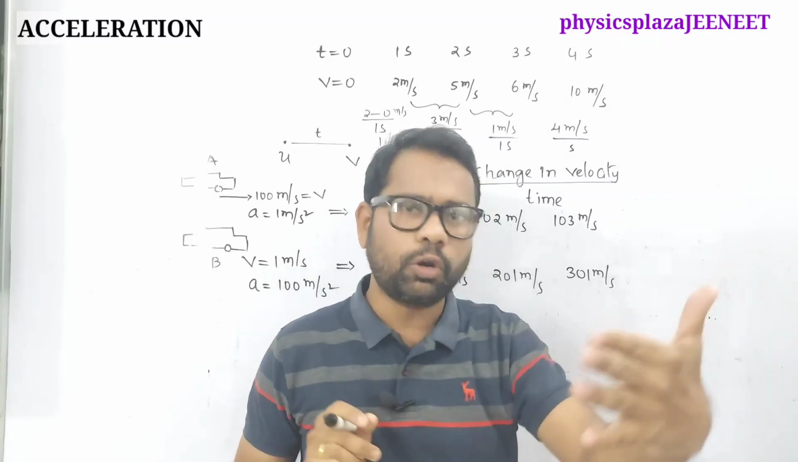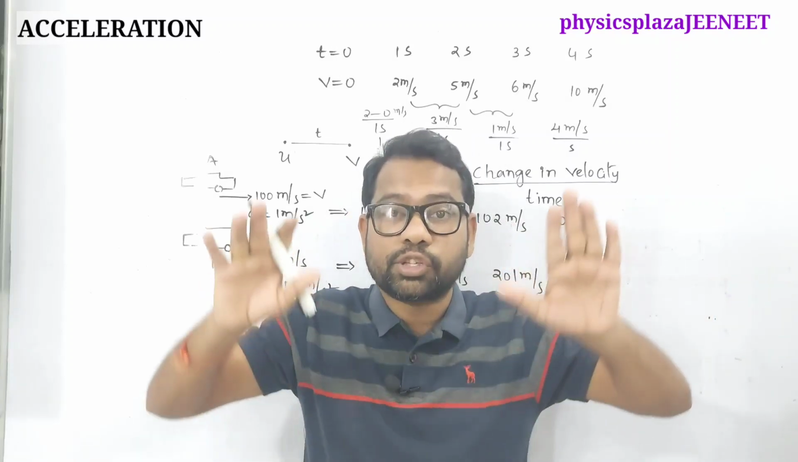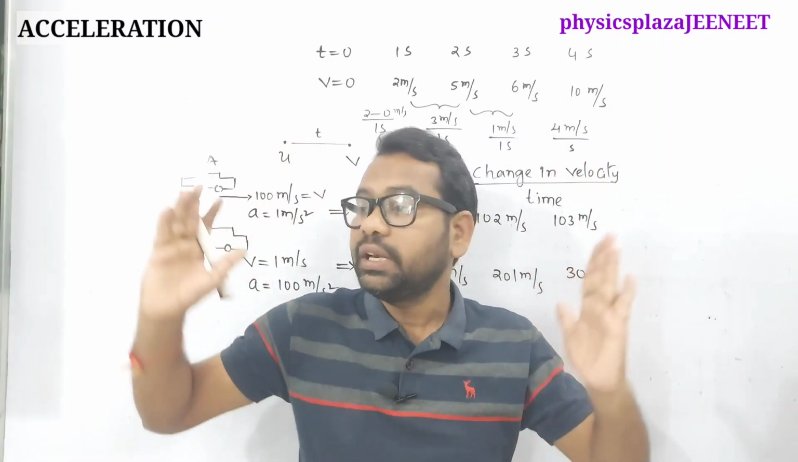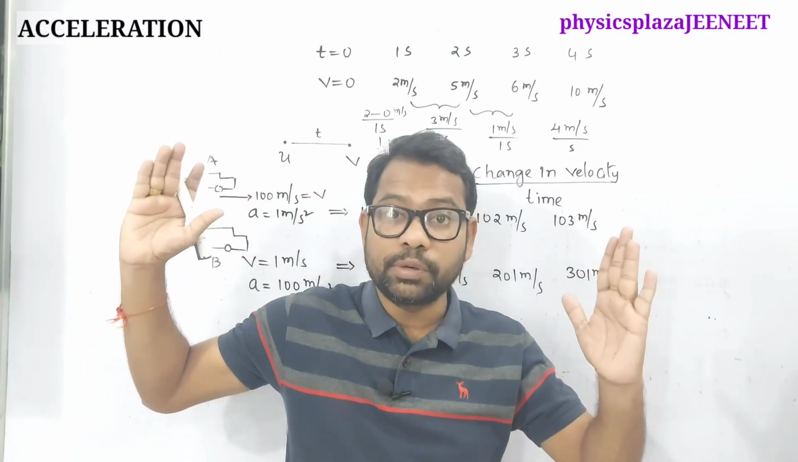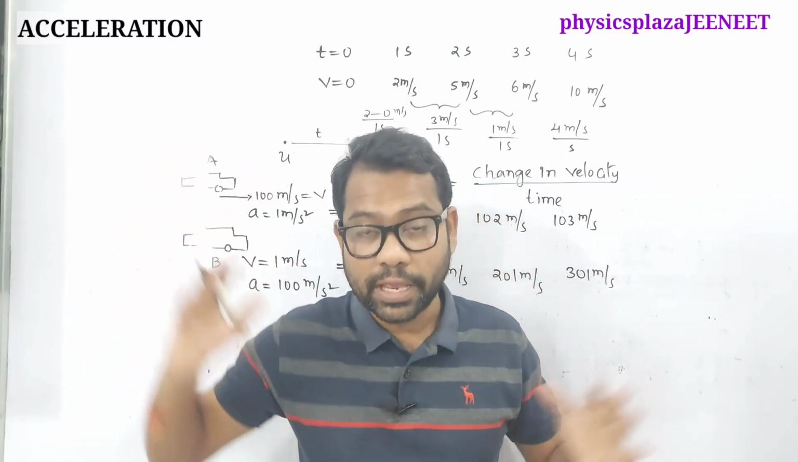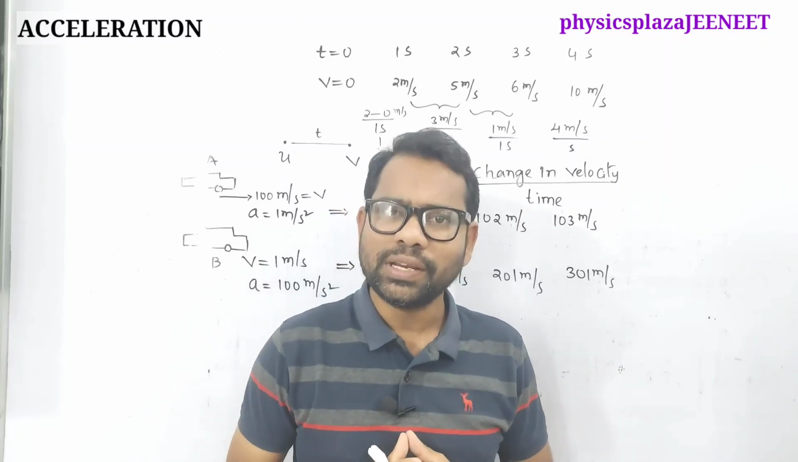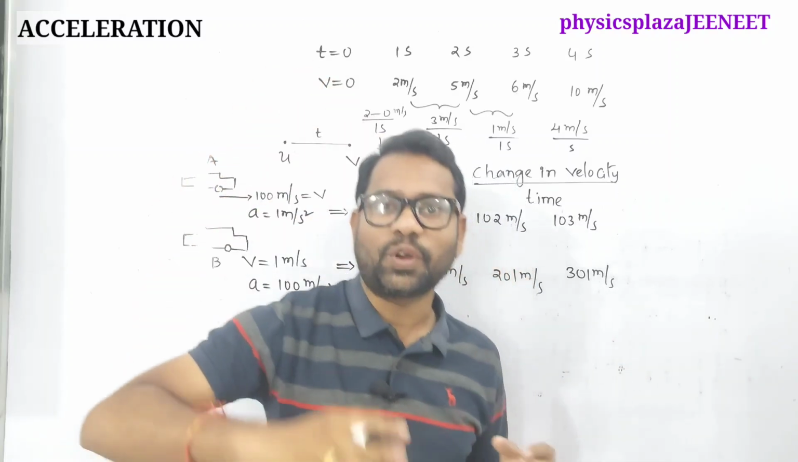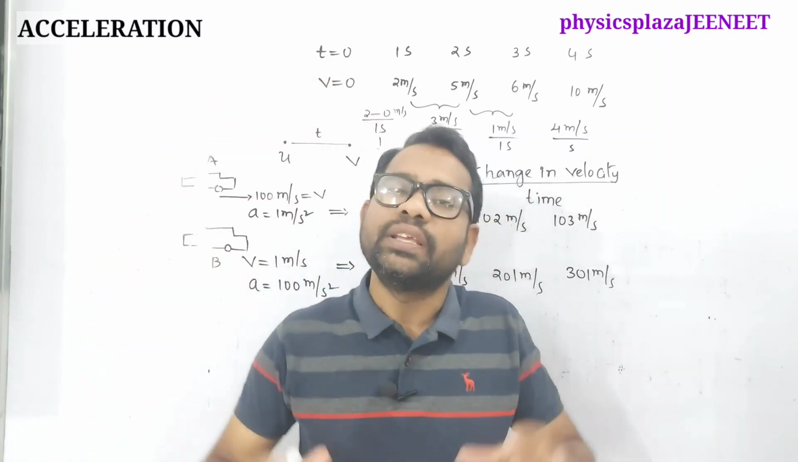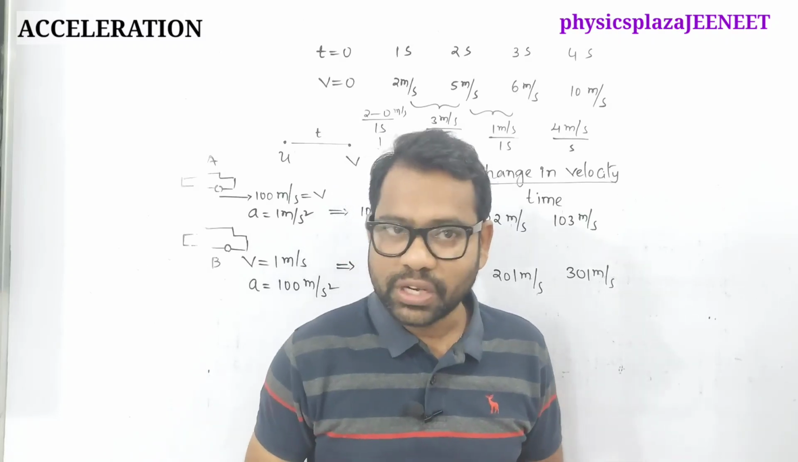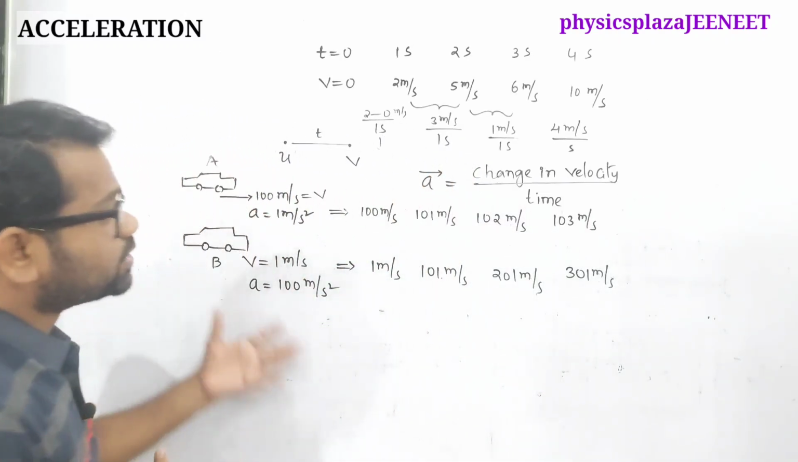If something comes across, then the driver has to apply sudden brakes, right? Then he has to bring 100 kilometer per hour to 0 kilometer per hour. He has to bring it down, then only everything goes fine. So there, a sudden decrease in velocity can happen. Okay, children. So this is about acceleration.